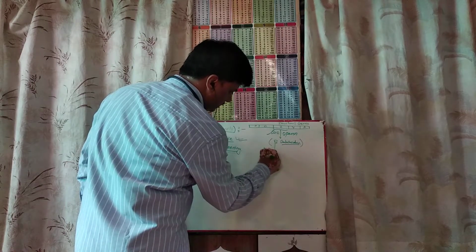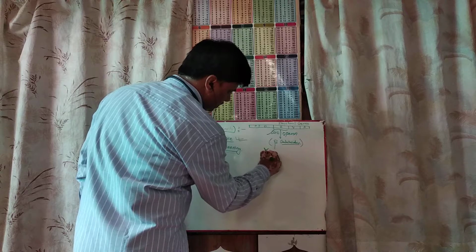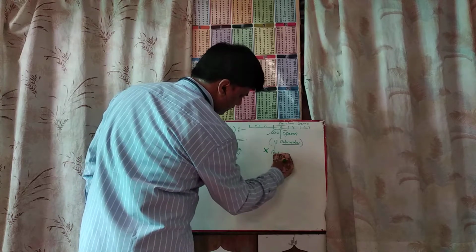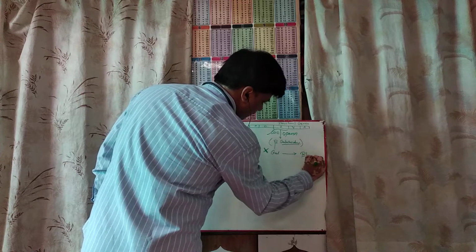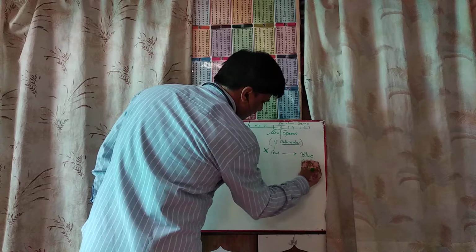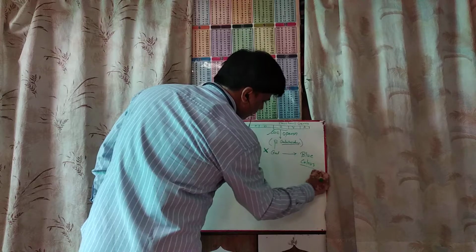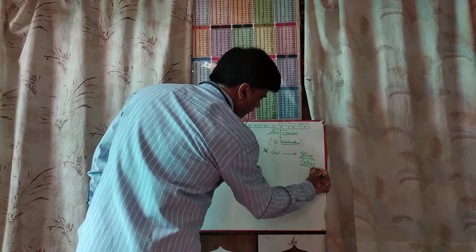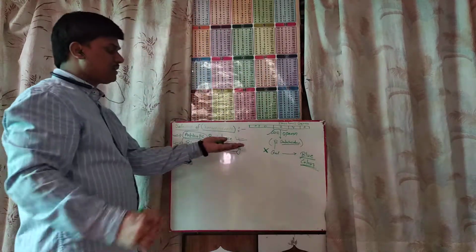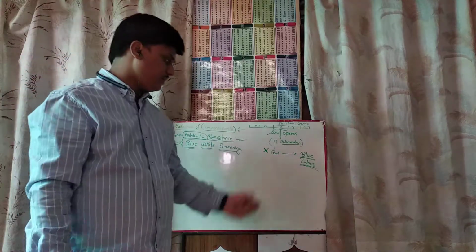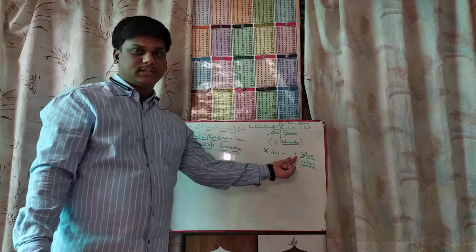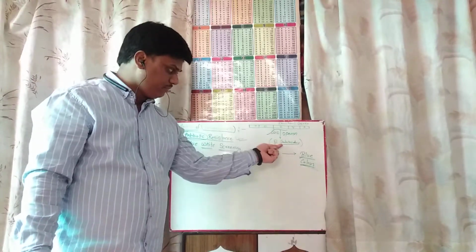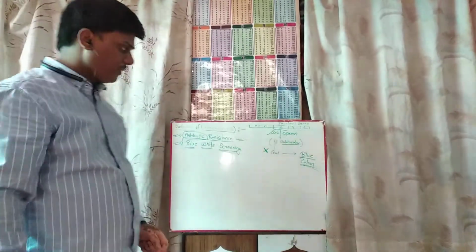X-gal, that is a commercial product, X-gal is converted into a blue color complex. So it is a simple strategy to find out the recombinants, that is X-gal, which is converted into blue color due to the presence of beta galactosidase enzyme.